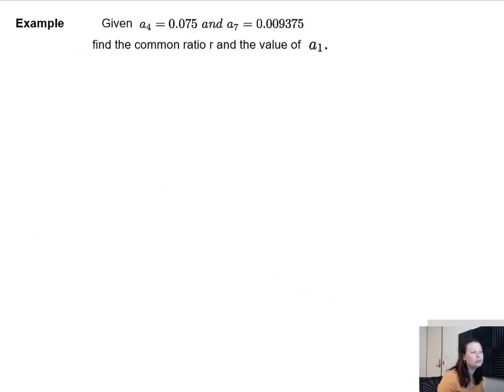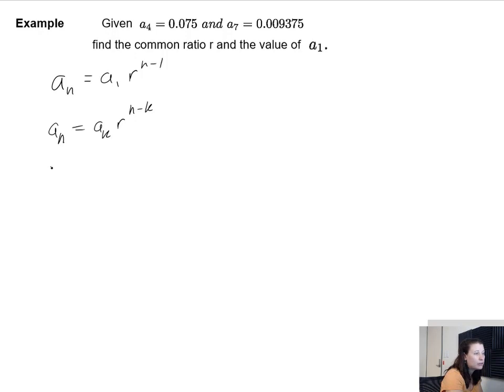Okay, next example. We're given a4 and a7. Find the common ratio, r, and the value of a1. All right, so let's think about that formula we have. We know that a_n is equal to a_1 times r to the n minus 1, right? We can do the same thing for a_k. So a_n is equal to a_k r to the n minus k, right? So then a_n we're going to say is a7.